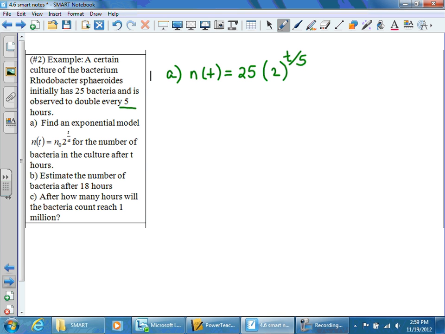B then says, estimate the number of bacteria after 18 hours. So I'm going to put in 18. And you can put that in your calculator, and that's about 303 bacteria.